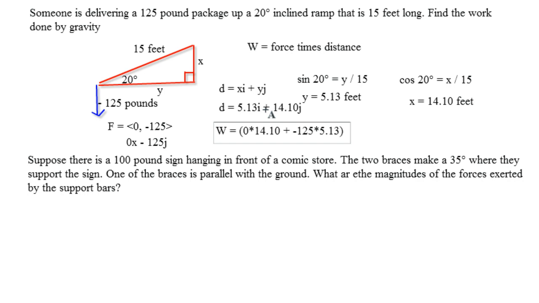Since the first one's just going to be 0, I'm just going to go negative 125 times 5.13, and that's going to be negative 641.25 foot-pounds. And yes, that sounds weird unless you are actually working in physics, but then you're like, oh yeah, foot-pounds, I know those. For those of you not in physics, sorry. It's just weird how it works that way.